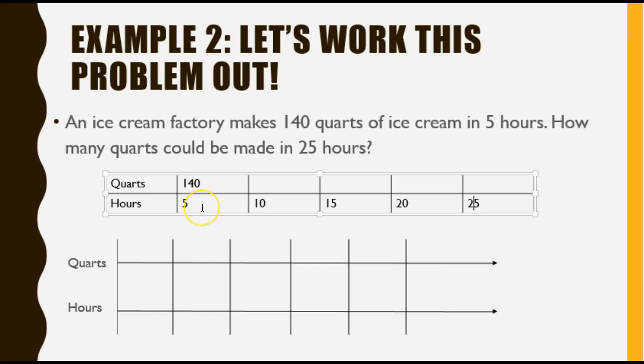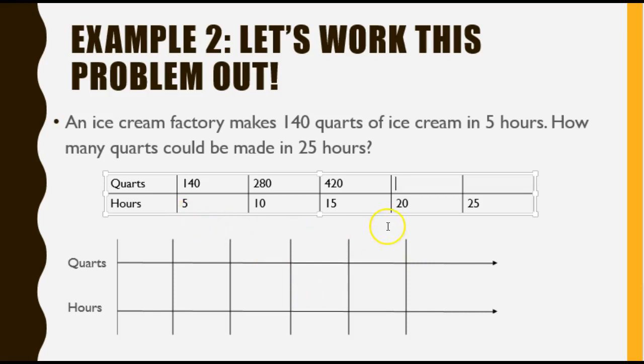I can use equivalent ratios here because I see I went from 5 to 10 by multiplying 5 times 2 to get to 10. So let's do the same thing up here on the top. 140 times 2 gets me to 280. Now if I look at 5 times 3 got me to 15. So 140 times 3 gets me to 420.